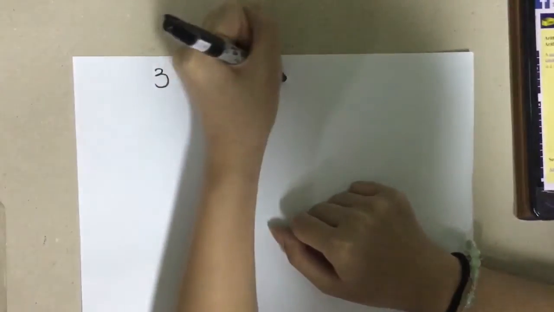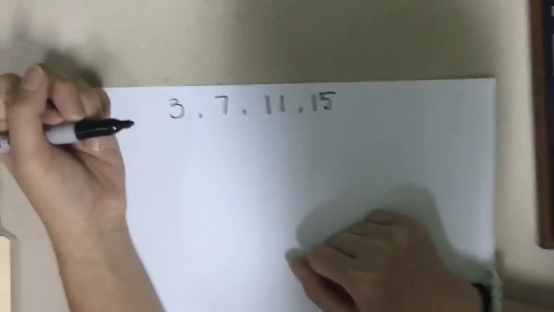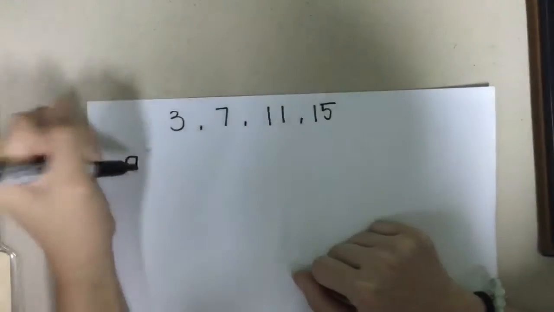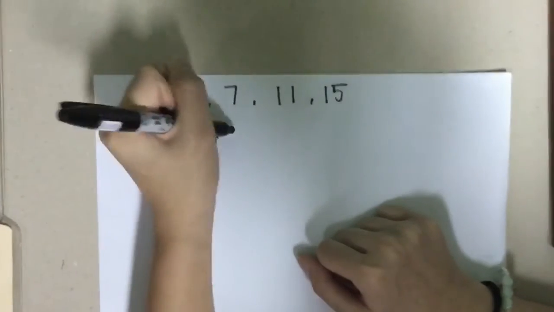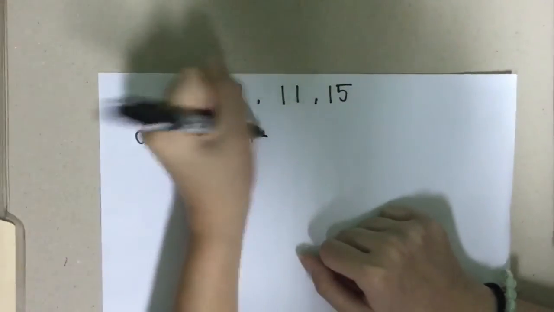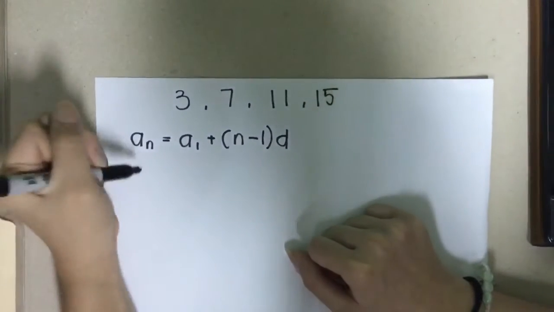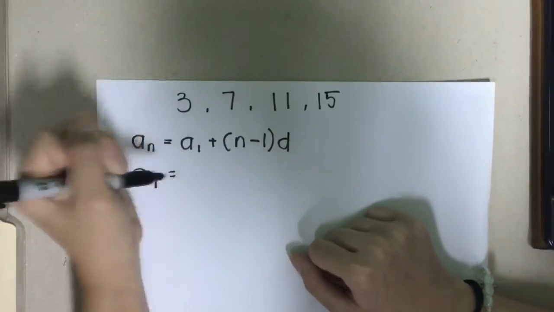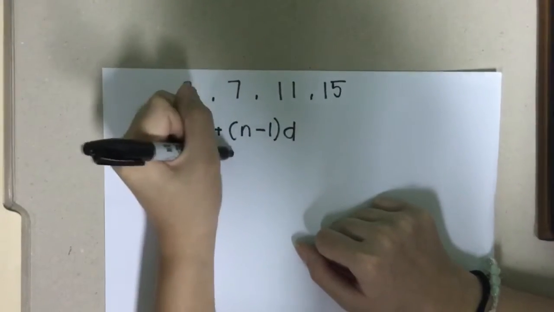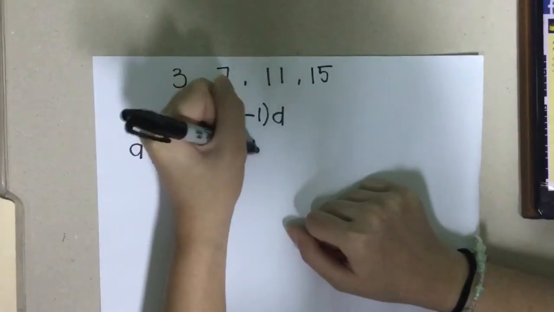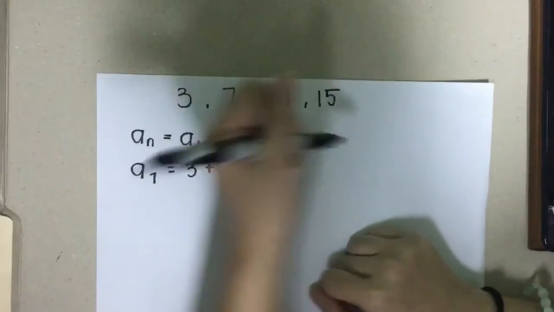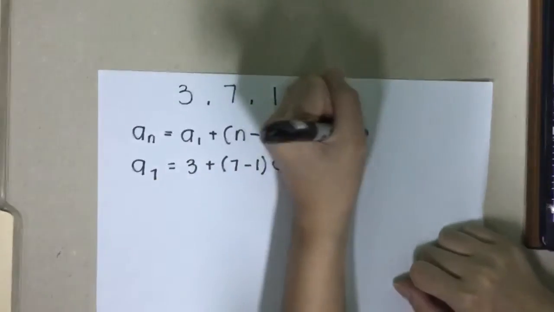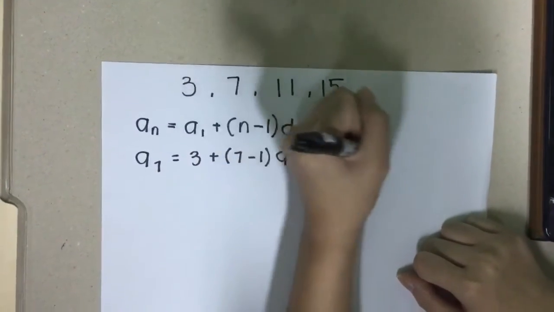In this sequence, the numbers are 3, 7, 11, and 15. The formula for arithmetic sequence is a sub n equals a sub 1 plus n minus 1 times d. To find the 7th term, we should substitute, so it will be a sub 7 equals 3 plus 7 minus 1 times d. To get the d, we must subtract the 1st term from the 2nd term, so 7 minus 3 will be 4.